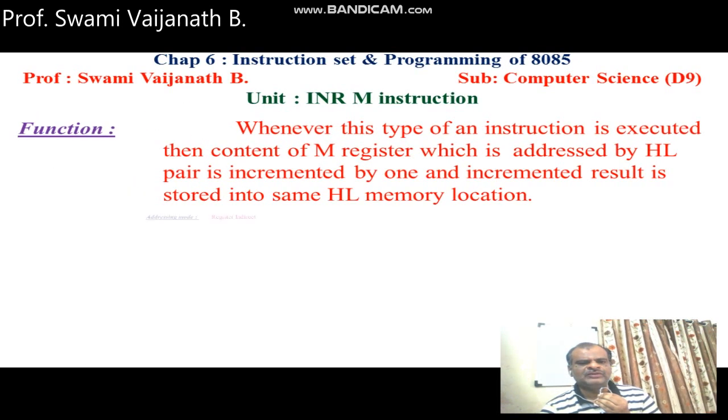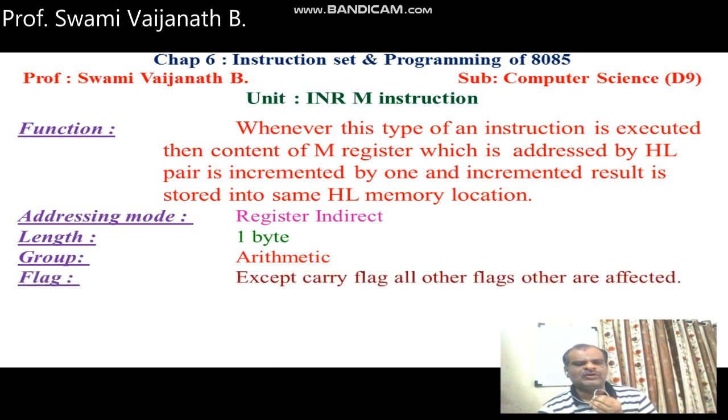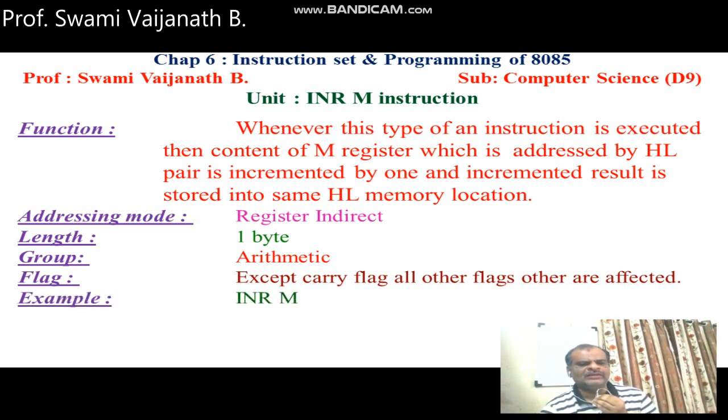Whenever this type of instruction is executed, what happens? The content of the memory location addressed by HL is incremented by 1, and that incremented result is stored in the same memory location. Addressing mode for this instruction is register indirect. Why is it register indirect? Because M is specified as one operand within the instruction. Length is 1 byte. Why 1 byte? Because no 8-bit data or 16-bit data is used. Group is arithmetic. Except the carry flag, all flags are affected here.